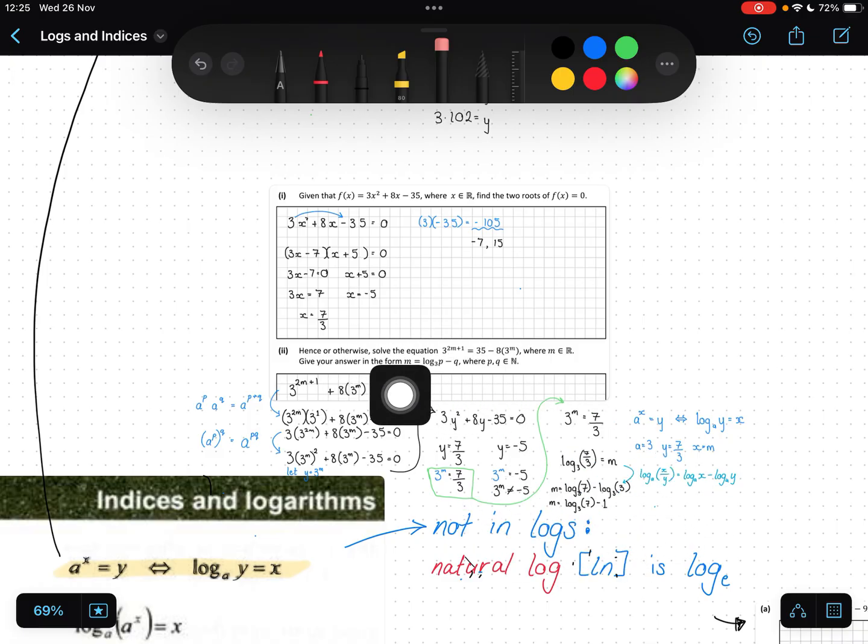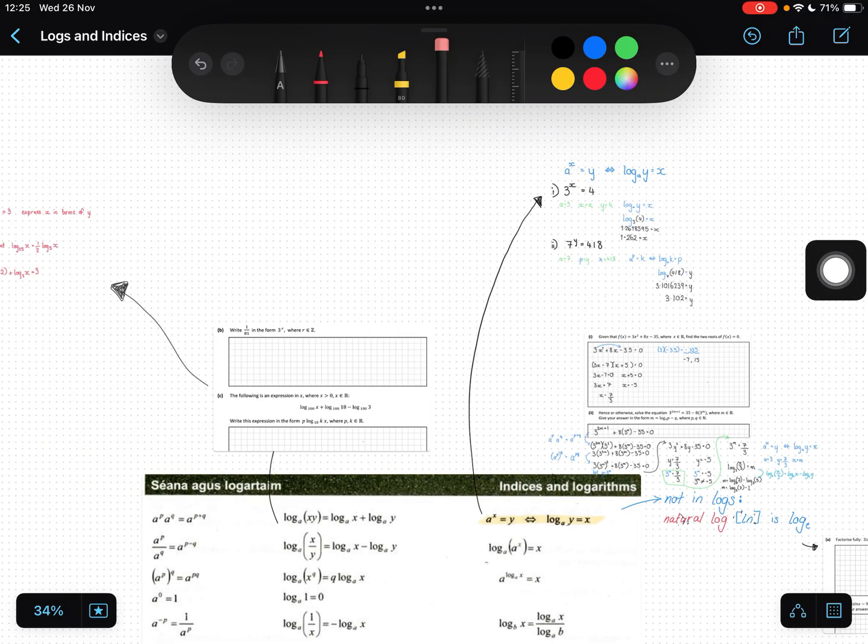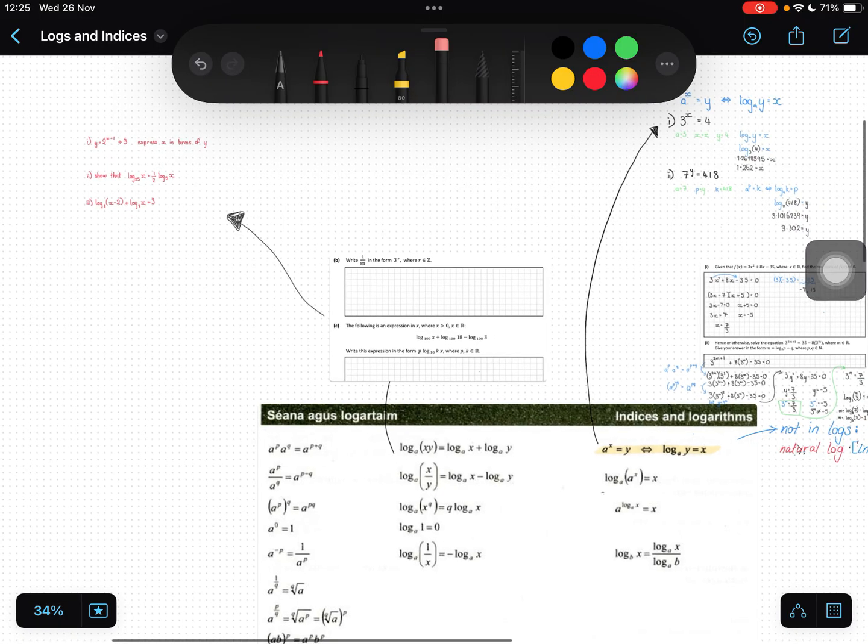solve the quadratic, and then get our final answer. The only reason why this one was slightly different was because they wanted it in the form m equals log with a base 3 of p minus q. So we had a little bit of work to do at the end there. So we did that in our last video. We're going to look at continuing some of our log rules today.